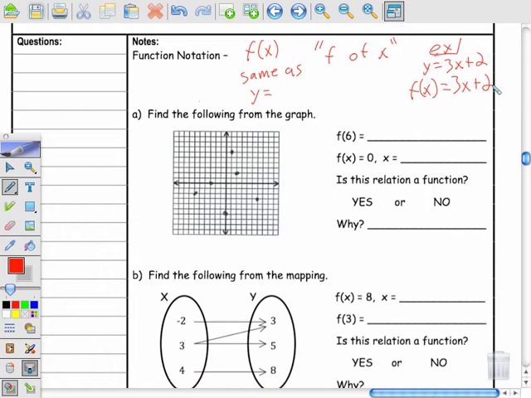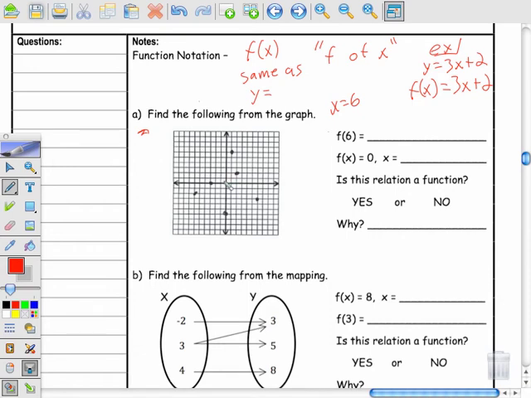I know my handwriting's terrible. Just bear with me going through here. Okay, part A. Find the following from the graph. So I'm looking at the graph. It says f of 6. That's the way that would be worded. So in this case, x equals 6. All right, if x equals 6, let's look at our graph.